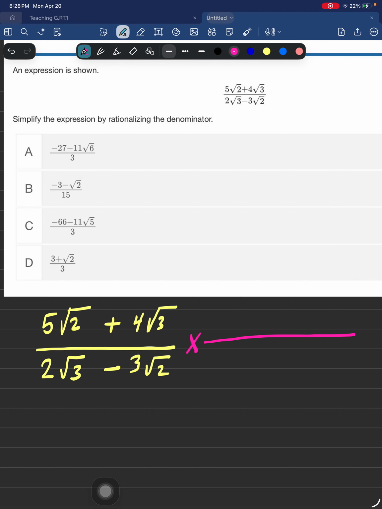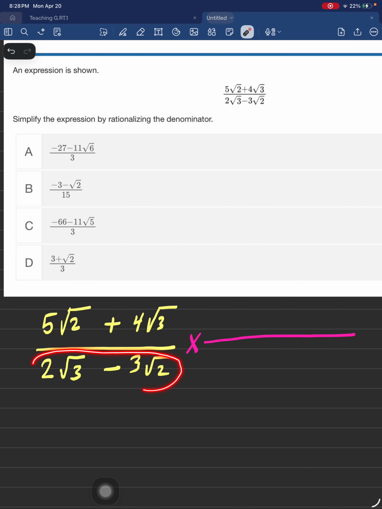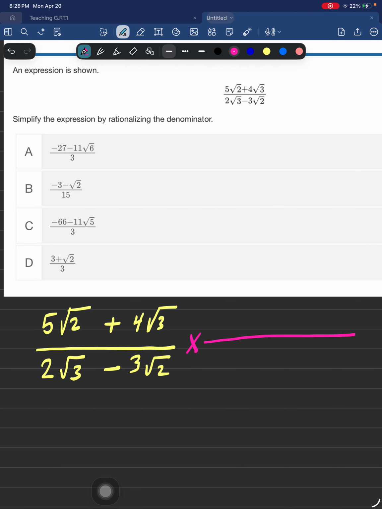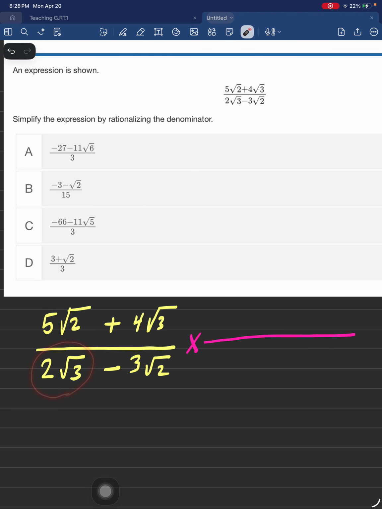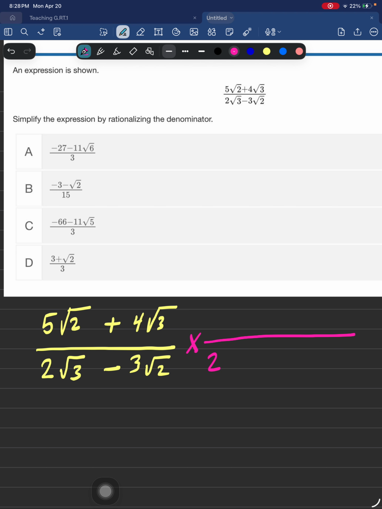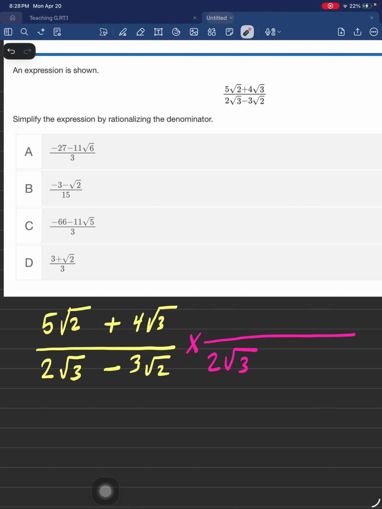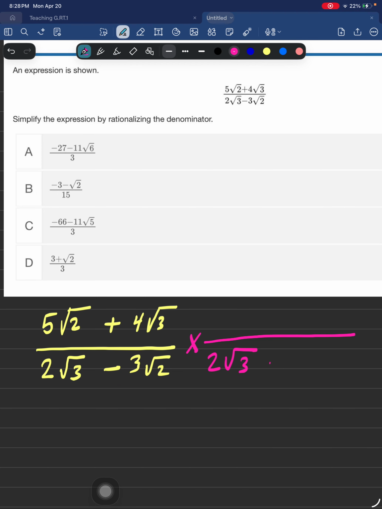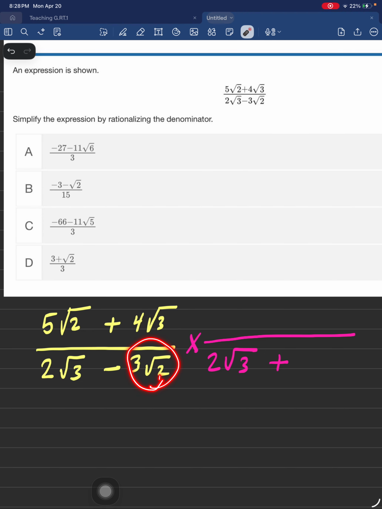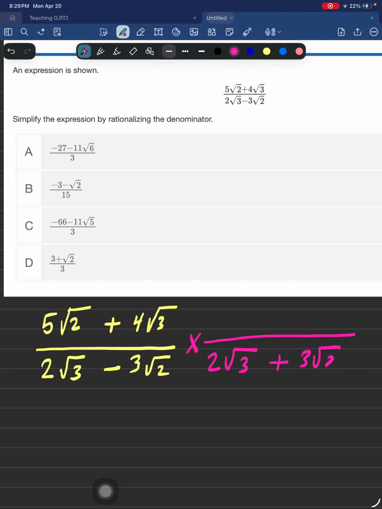expression. We will take whatever is in the denominator, but we will change the subtraction to addition. For example, we will take 2 square root of 3, as I said, we will change the subtraction here to addition, so plus 3 square root of 2. We will write 3 square root of 2.